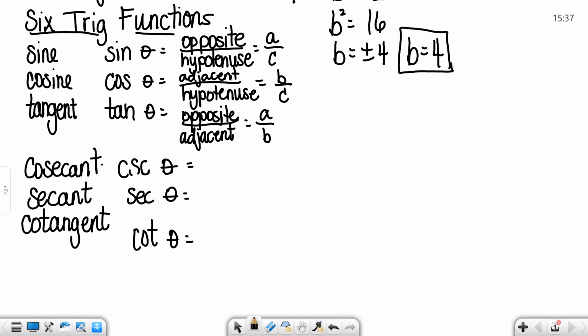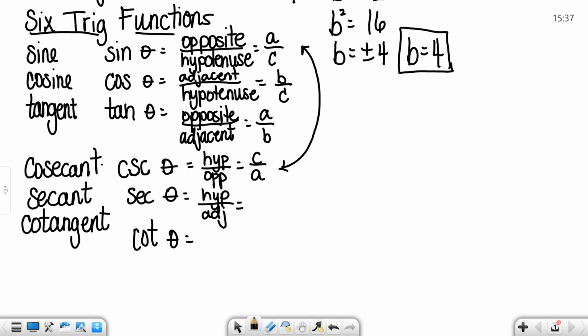All right, so the good thing here is that they are related to the 3 that we've already drawn, the 3 that we've already talked about, sine, cosine, and tangent. The cosecant is the reciprocal of sine, the hypotenuse over the opposite, which is C over A. Notice, these 2 are reciprocals. The secant is the reciprocal of the cosine. So it would be C over B.